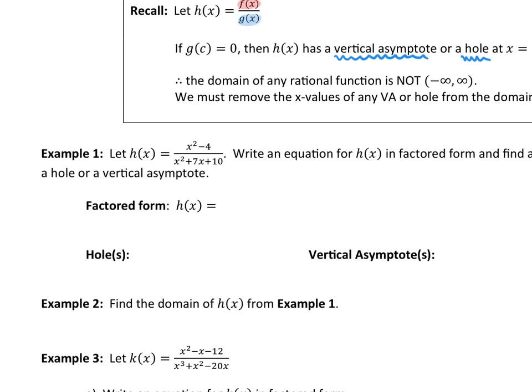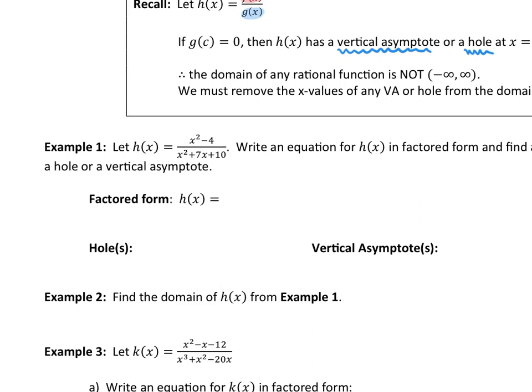So in example 1, it says, let h of x equal x squared minus 4 over x squared plus 7x plus 10. Write an equation for h of x in factored form, with all the factors showing in parentheses, and find any values of x where h of x has a hole or a vertical asymptote. Let's factor the numerator first. It's the difference of two squares, so it factors quickly to x minus 2 times x plus 2. For the denominator, we would guess and check. This factors to x plus 5 and x plus 2.